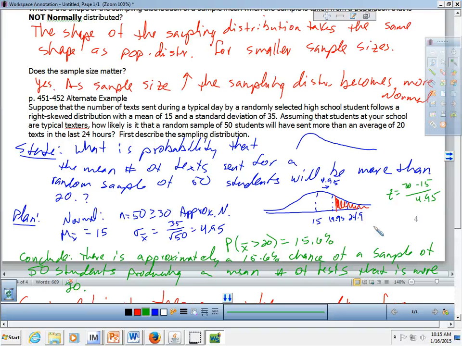Okay? Anyway, central limit theorem is key here. As long as our sample size is bigger than 30, our sampling distribution will be approximately normal, and that'll set us on our path to do our probability calculations. Okay?